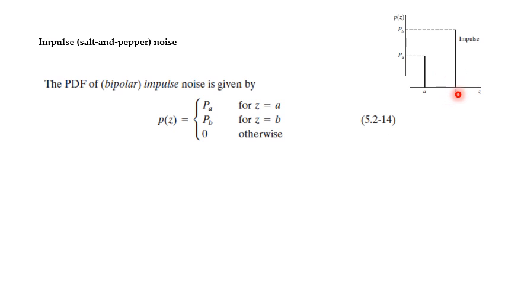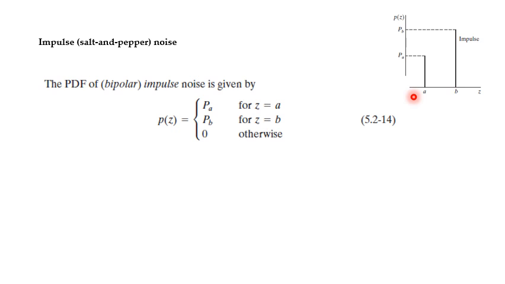If this value of PB is greater than PA, then B will appear lighter because the value is closer to the higher intensity value, correct? Conversely, level A will appear like a dark dot. Now, I told you this is a bipolar impulse noise. So when can we make it unipolar? Unipolar is when there is only a single value, right? So if either PA or PP is 0, then the impulse noise will be called a unipolar noise.